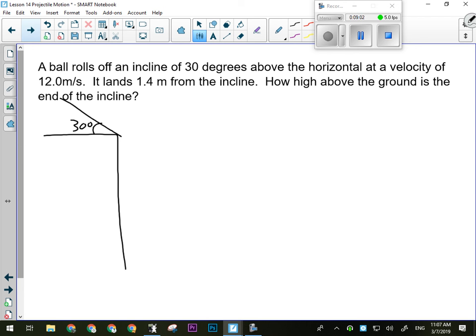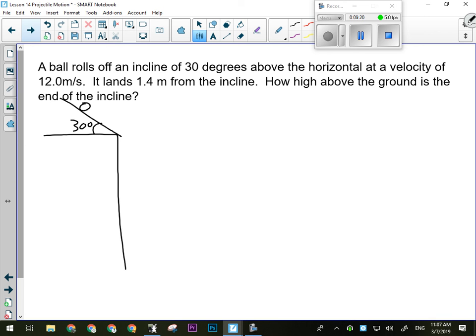This ball rolls off an incline. Okay, so the ball is here, and it's going to roll off this incline. The fundamentals of this are still the same. There's just one realization you have to make in order to get this question correct. Everything else is the same.